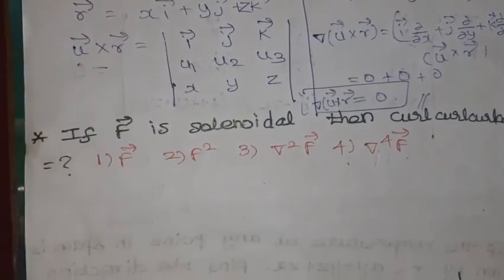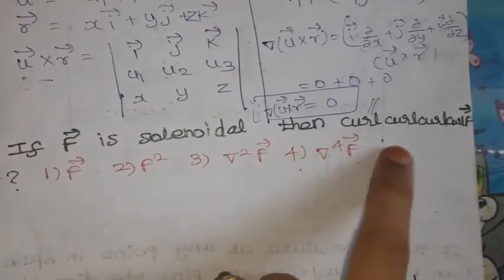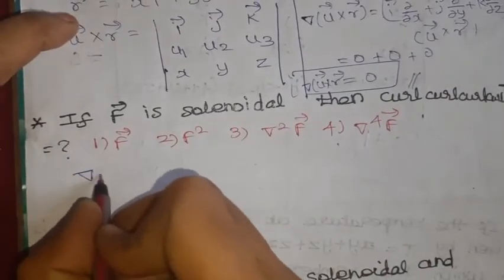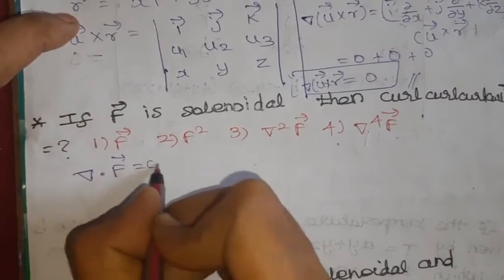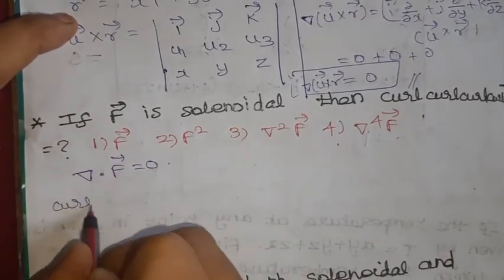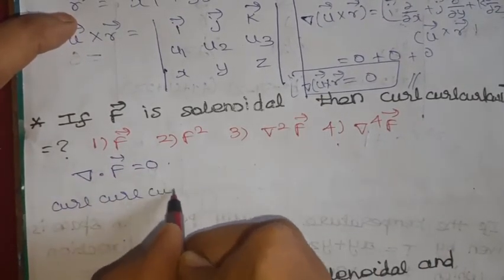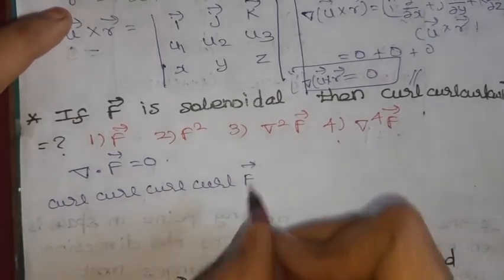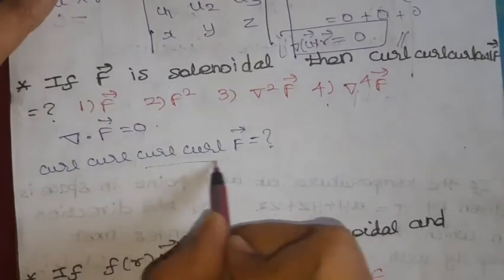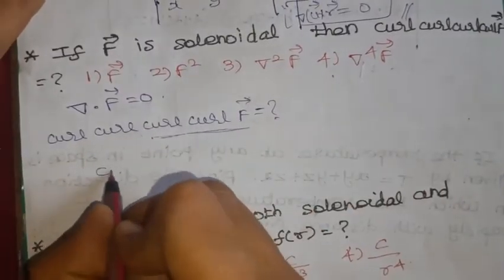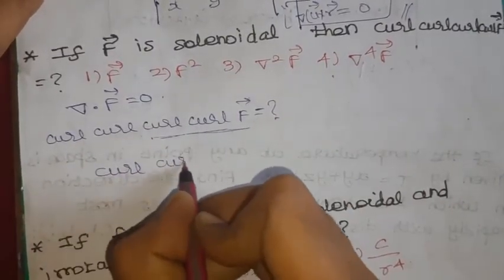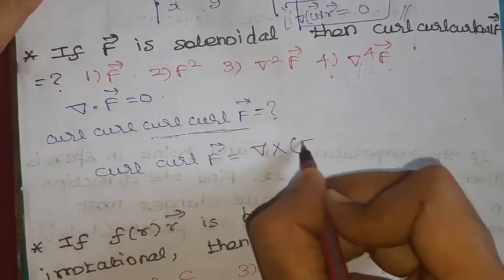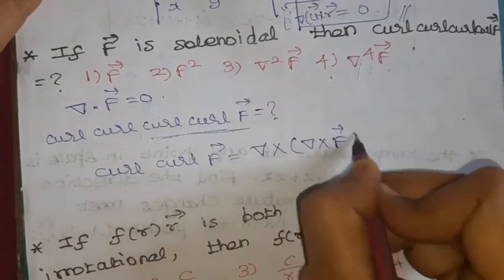Now, if f is solenoidal, then find curl curl f. What is given? F is solenoidal means what? Del dot f equal to 0. We need to find out the double curl only. Curl f is nothing but del cross f.